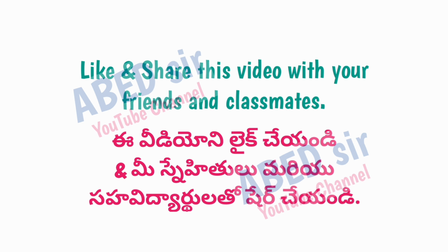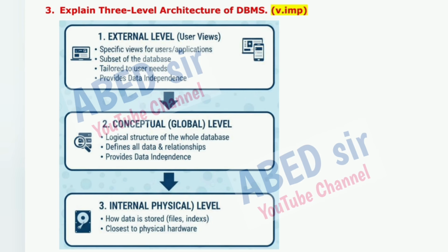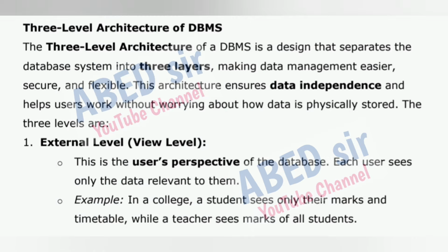Next important long question is: 3. Explain three-level architecture of RDBMS. The three-level architecture of a RDBMS is a design that separates the database system into three layers, making data management easier, secure, and flexible. This architecture ensures data independence and helps users work without worrying about how data is physically stored. The three levels are: 1. External level, view level. This is the user's perspective of the database. Each user sees only the data relevant to them.